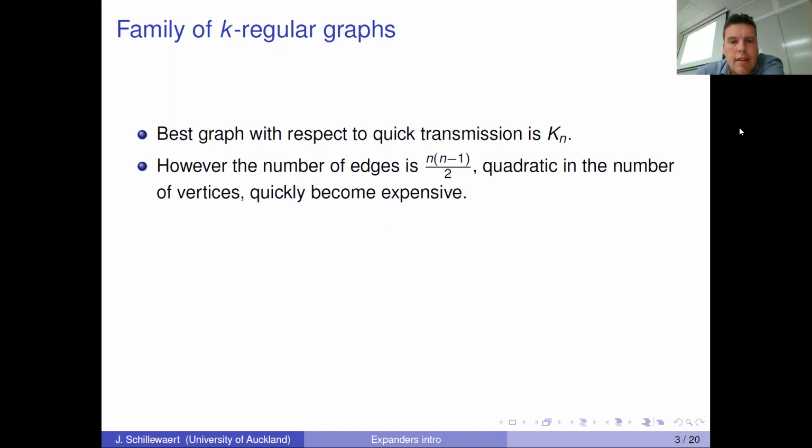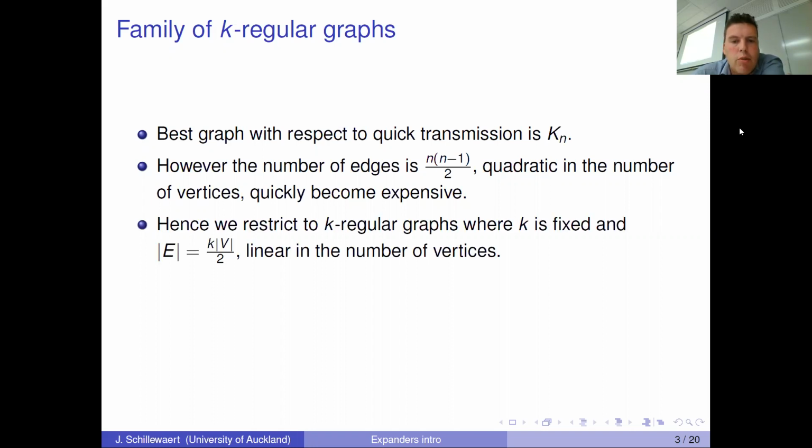But as we said, you don't want too many edges. If you have many edges, you have to pay a lot of money. The number of edges for the complete graph on n vertices is quadratic in the number of vertices: n times (n minus 1) over 2. So you can see that if n starts to grow, this is quickly going to become a big number and it's going to become too expensive. Therefore, we're not going to consider this graph.